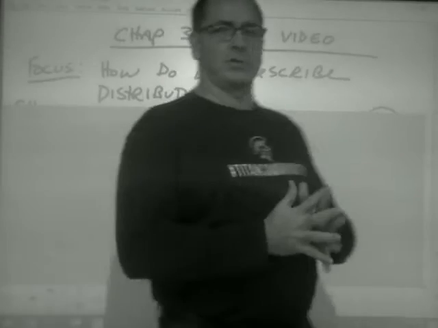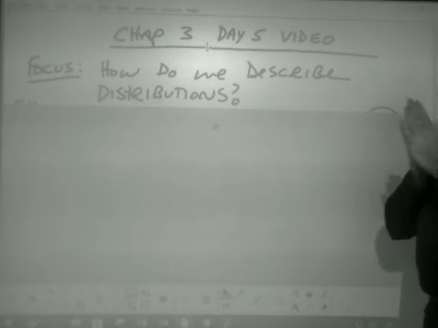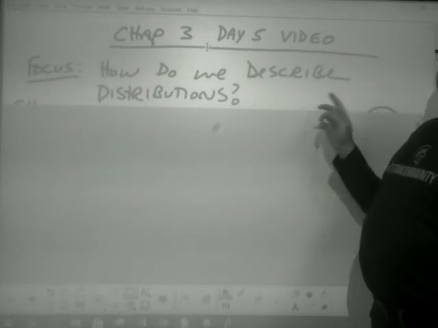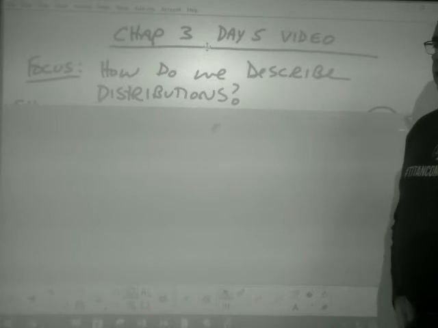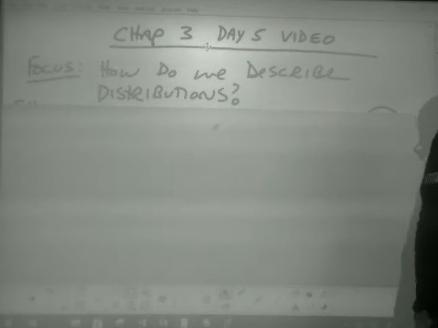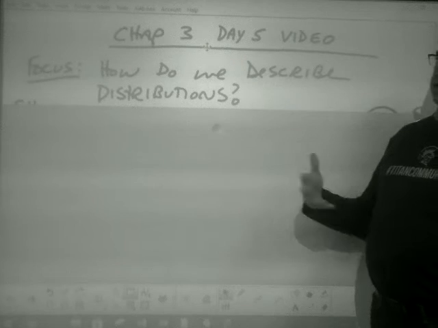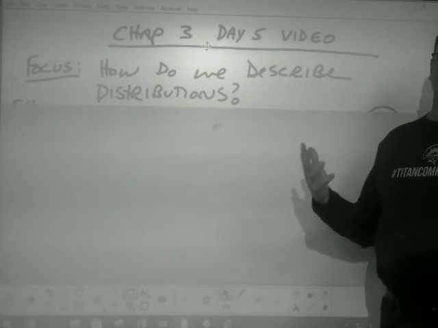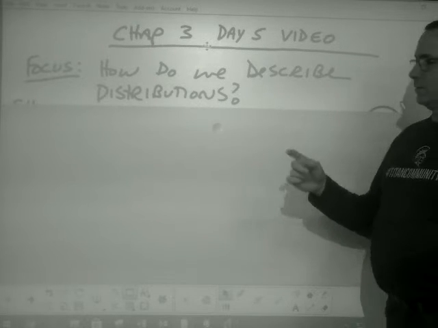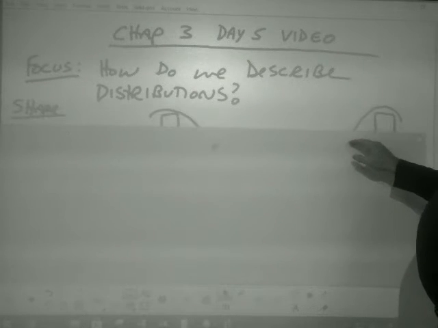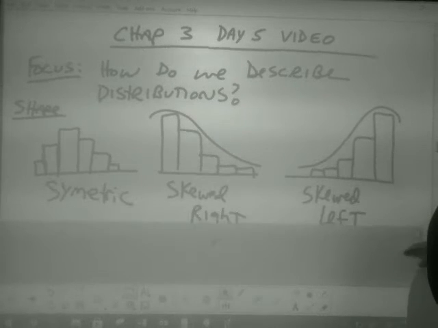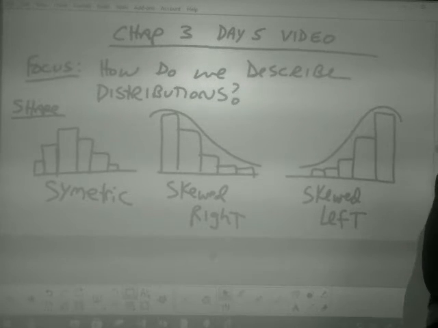Okay, chapter 3, day 5. What we're going to focus on today is how do we describe the distributions that we've been drawing. One of the things you're going to be asked to do after you see a distribution is describe it. To describe the distribution, we are going to focus on 3 key things. The first one is shape. So, a distribution takes on a shape.